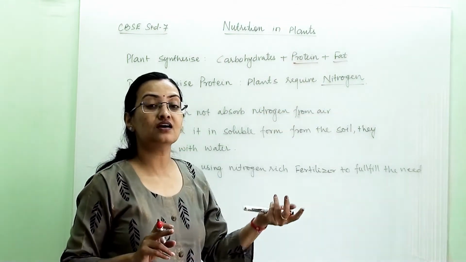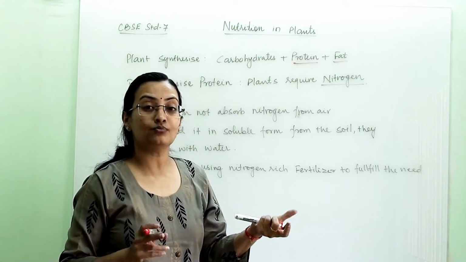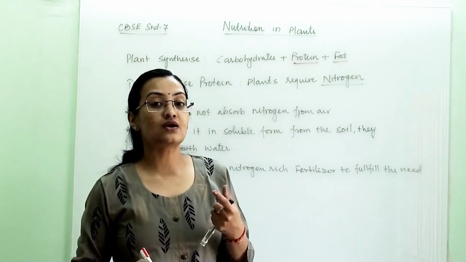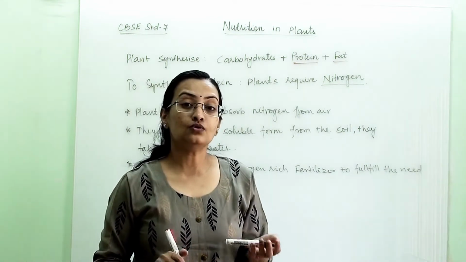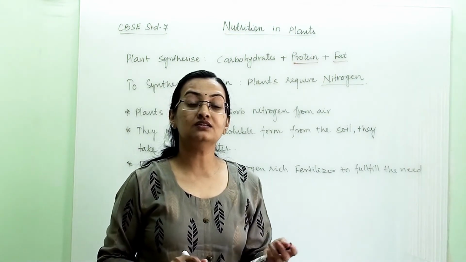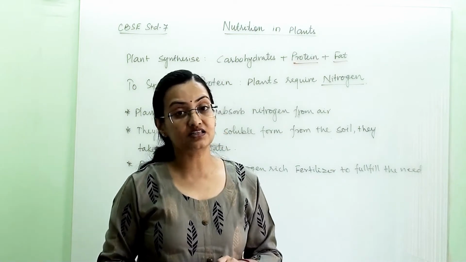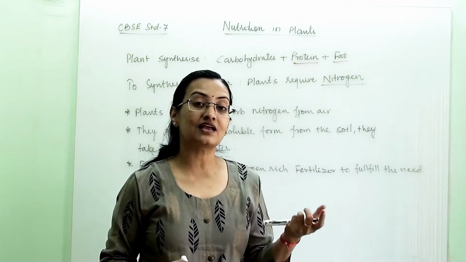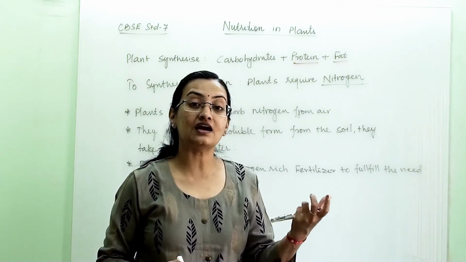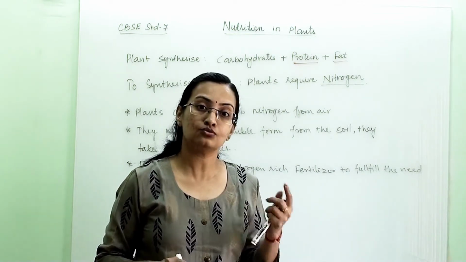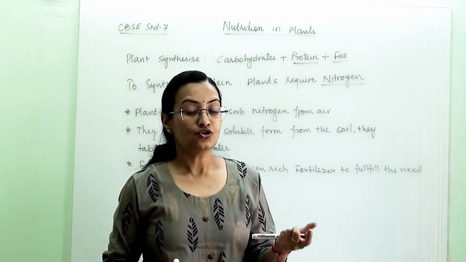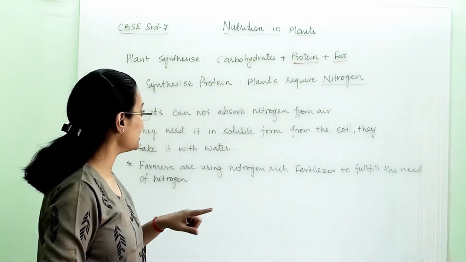Now how are they taking nitrogen from nature? We know that they are taking carbon dioxide from the air, and we know that the nitrogen percentage in the air is very high, that is 78%. But plants cannot take nitrogen in a gaseous form. They take carbon dioxide through leaves, through stomata pores, but they cannot take nitrogen like that. So in which form are they taking nitrogen?